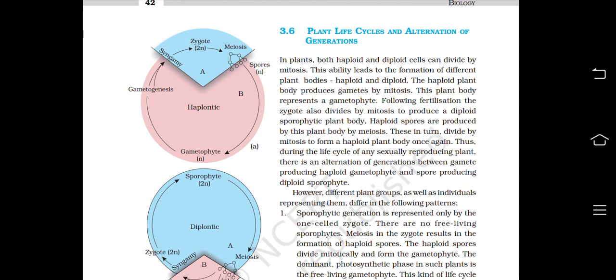Haploid spores are produced by this plant body by meiosis. These in turn divide by mitosis to form a haploid plant body once again. Thus, during the life cycle of any sexually reproducing plant, there is an alternation of generations between the gamete producing haploid gametophyte and the spore producing diploid sporophyte. However, different plant groups, as well as individuals representing them, differ in the following patterns.